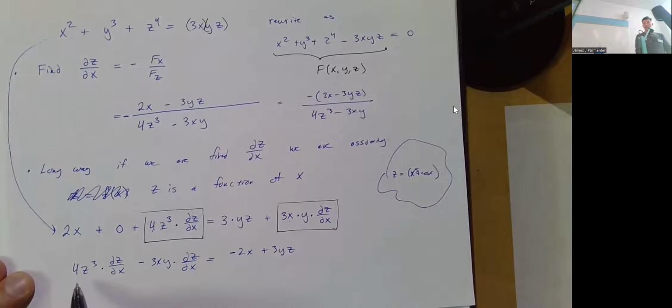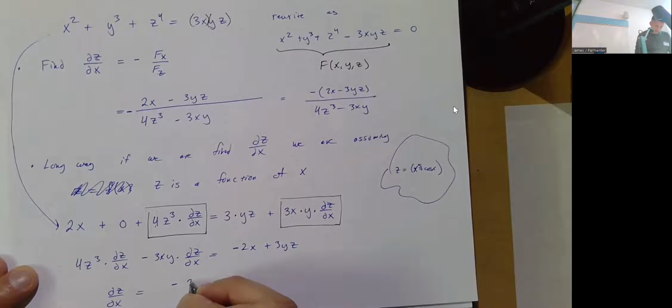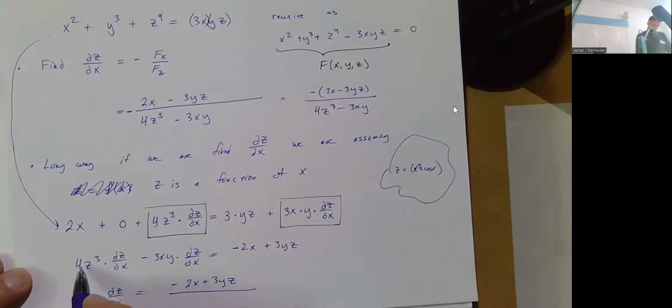Factoring out the del z del x and dividing by what's left over, I'm going to get del z del x equal to negative 2x plus 3yz divided by, I factored out the del z del x, I'm left with the 4z cubed minus 3xy.